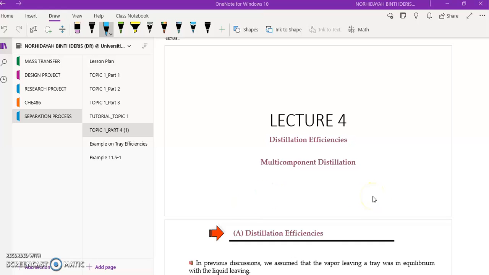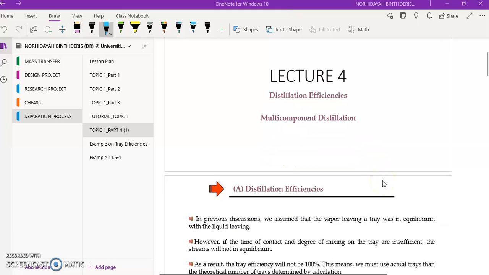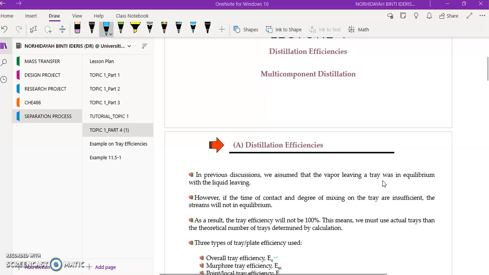Okay, for today, we're going to continue our lesson on distillation efficiency, also known as tray efficiency. So we have 5 subtopics altogether. The first one is the distillation efficiency.